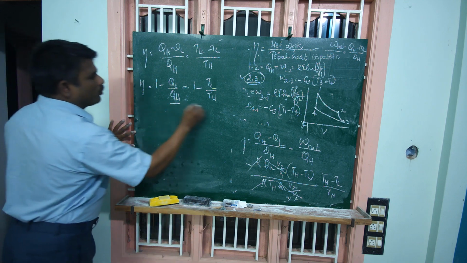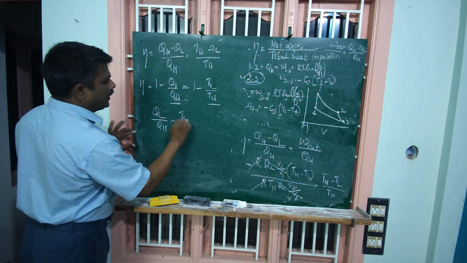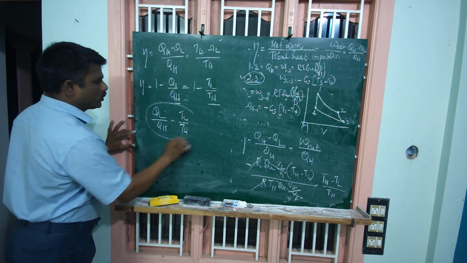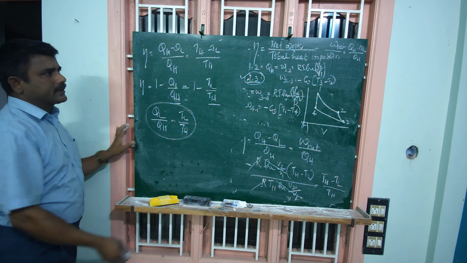Now both are same. QL divided by QH is equal to TL divided by TH. This leads to the concept of the thermodynamic temperature scale. It will be discussed in the next class.